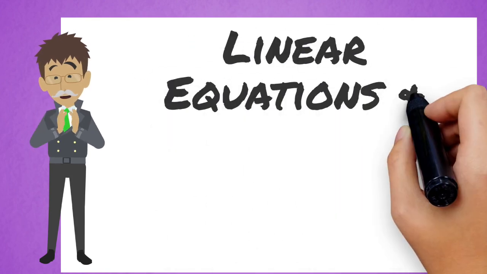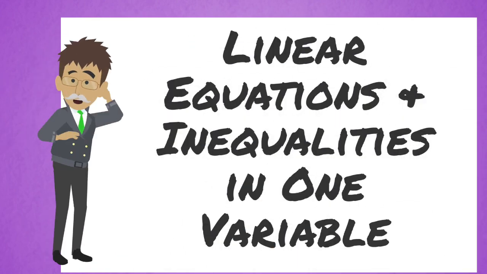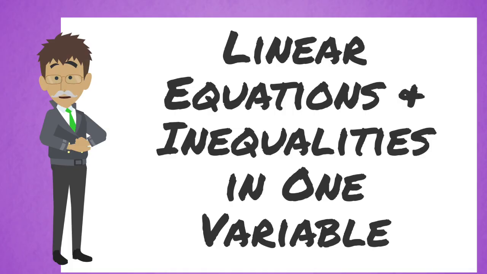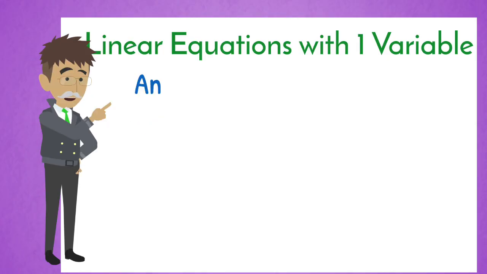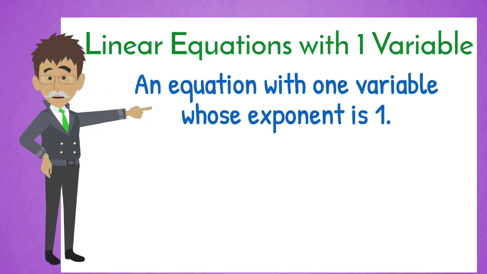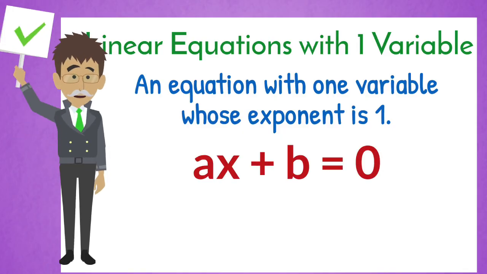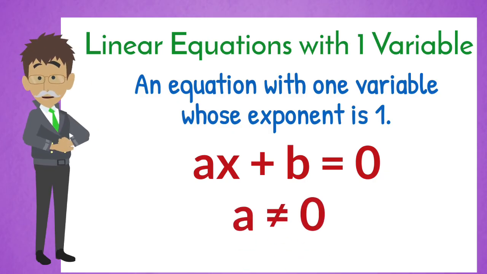Finally, let's focus on linear equations and inequalities in one variable. These are the kinds of problems you'll solve often in 8th grade algebra. Linear equations with one variable: an equation with one variable whose exponent is 1. They can be written in the form ax plus b equals 0, where x is the variable and a and b are numbers with a not equal to 0.